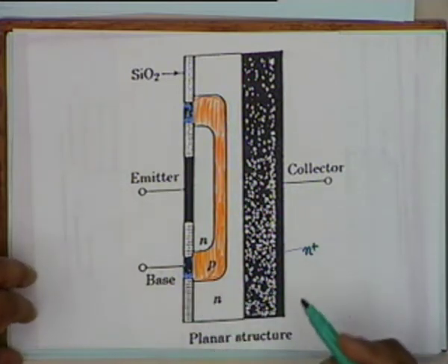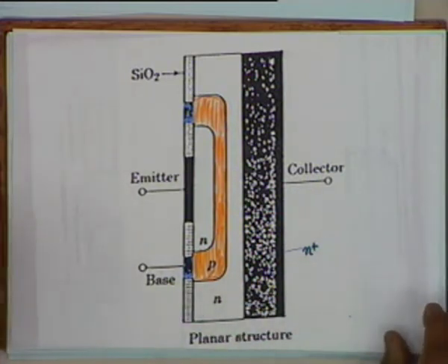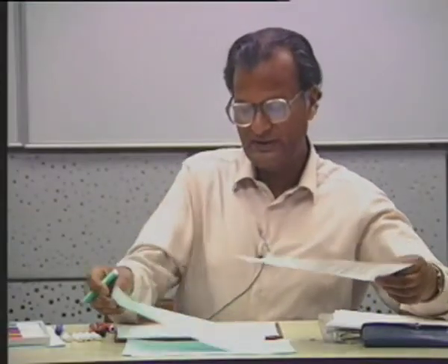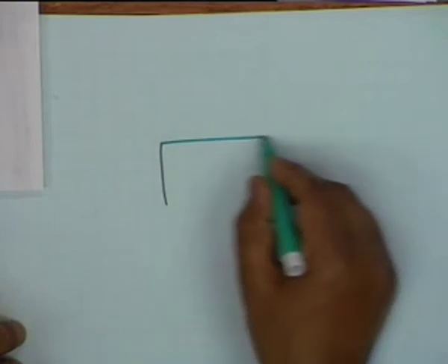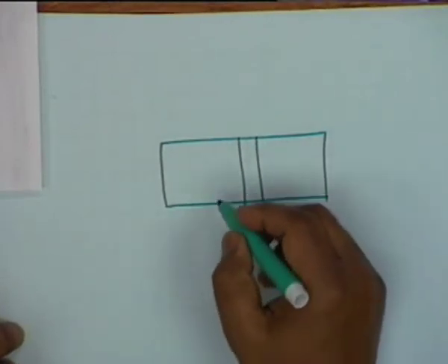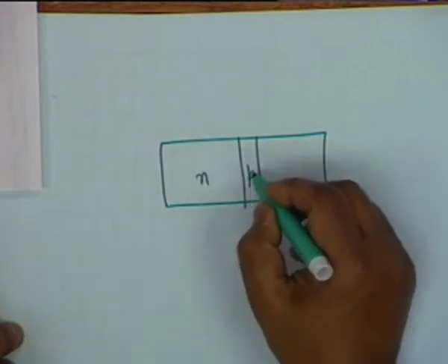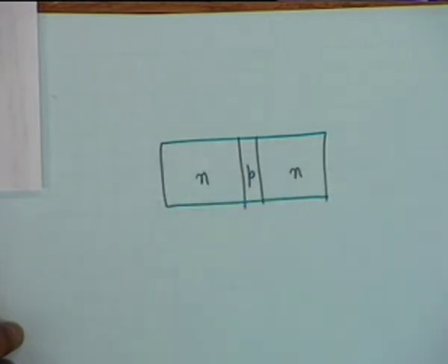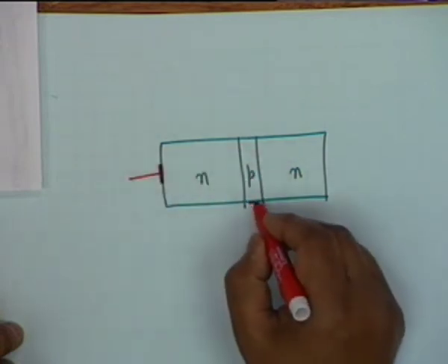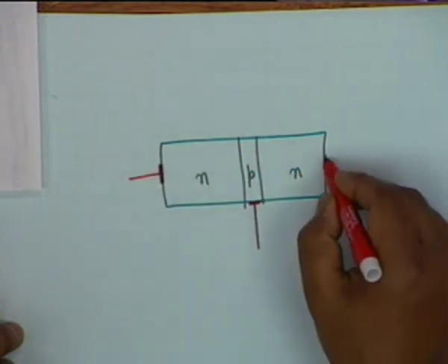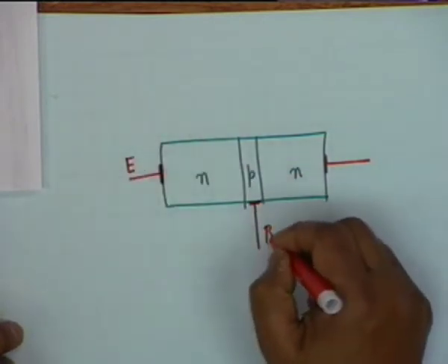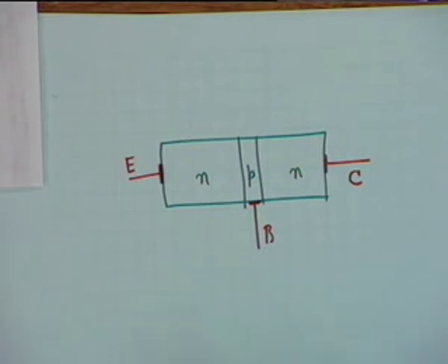emitter, base and collector, and in a simple diagrammatic representation we shall simply represent it by means of a block like this. We have N type, P type and N type. Then we have taken contacts like this, we have taken a contact like this and a contact like this. Okay. This is my emitter, this is base, this is collector.